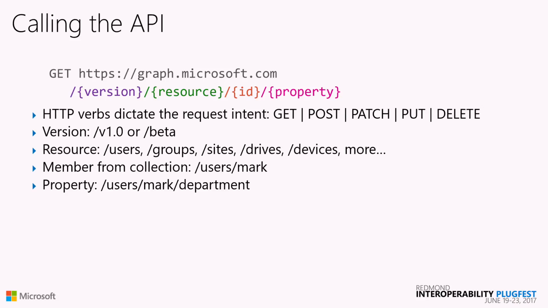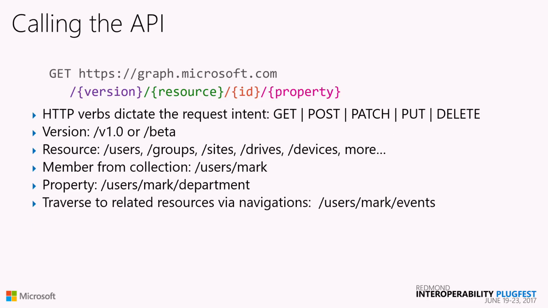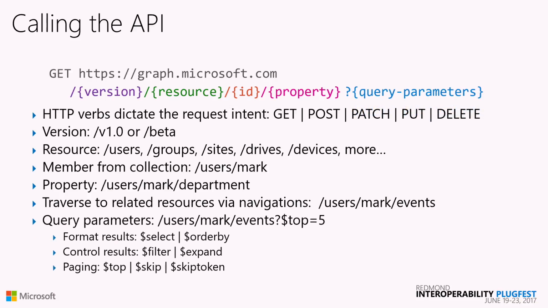From there, I can actually start to navigate across APIs or within an API in order to find other things. So I can go from user/Mark to the department that Mark works for. And I can traverse to entirely unrelated APIs, such as events. Those are the things on my calendar.